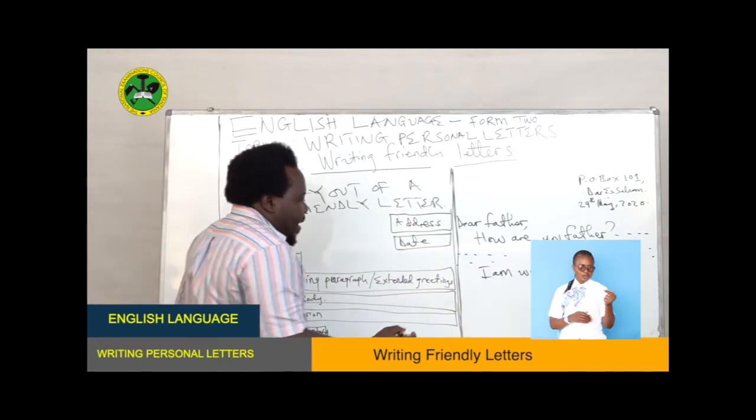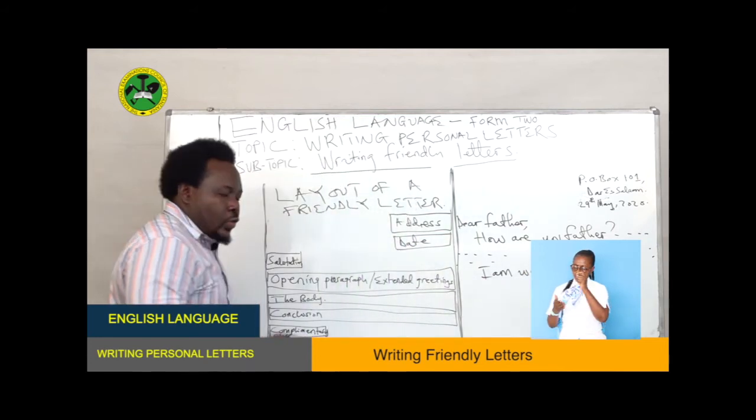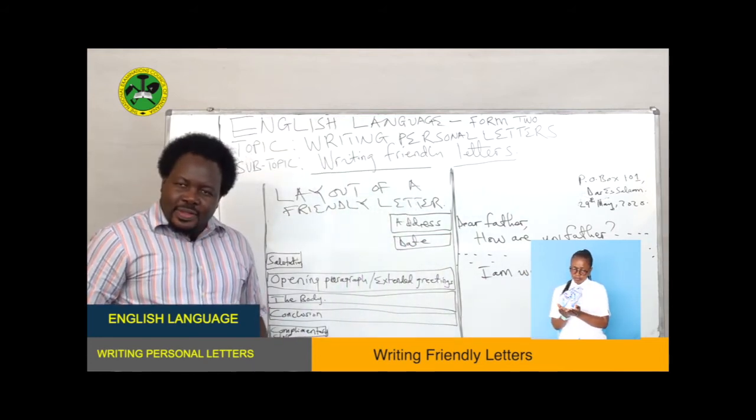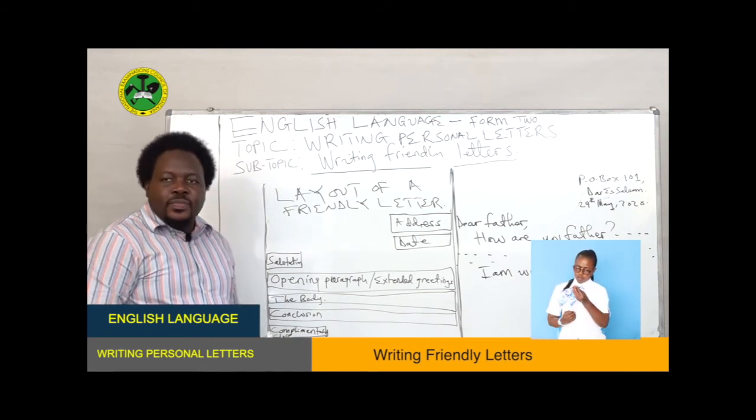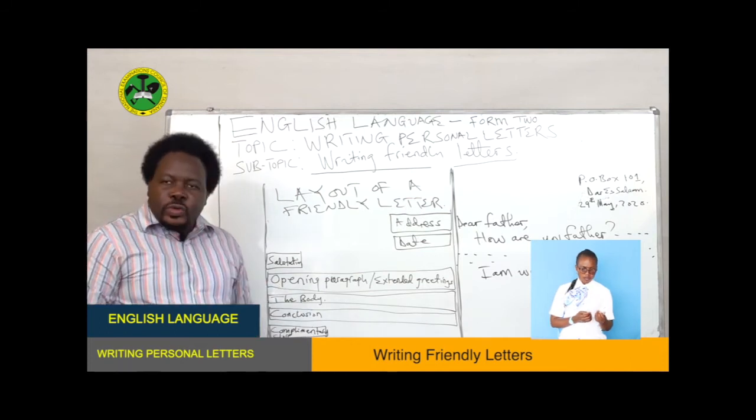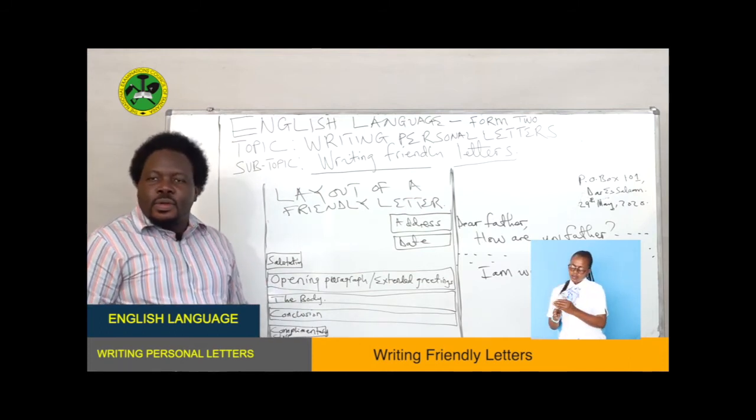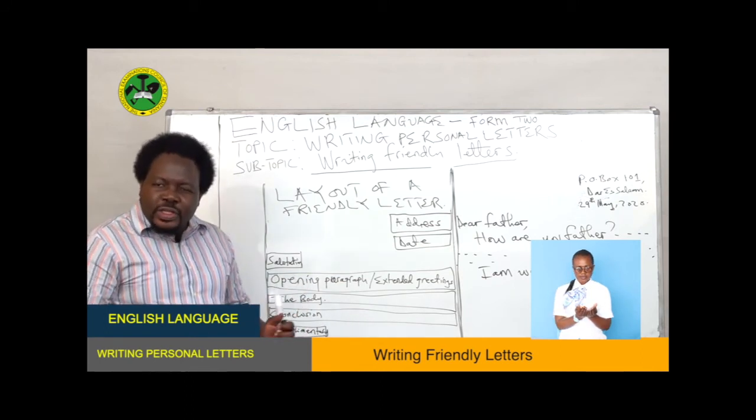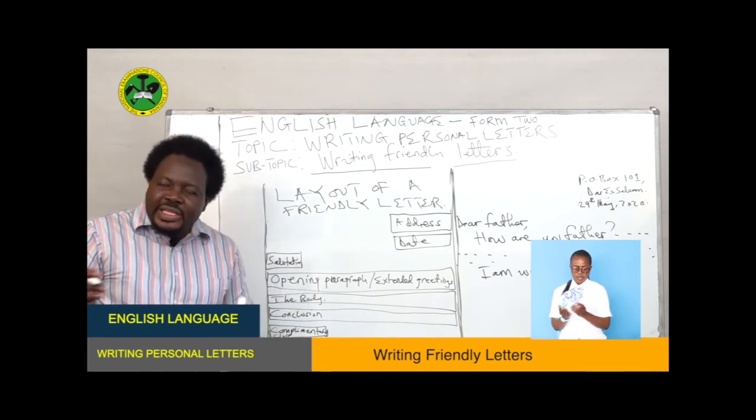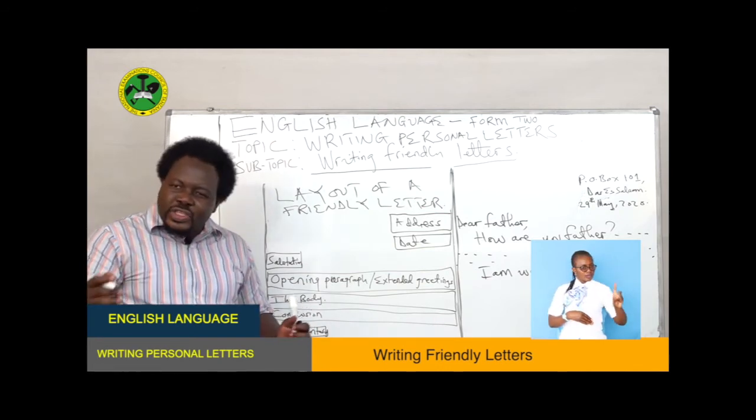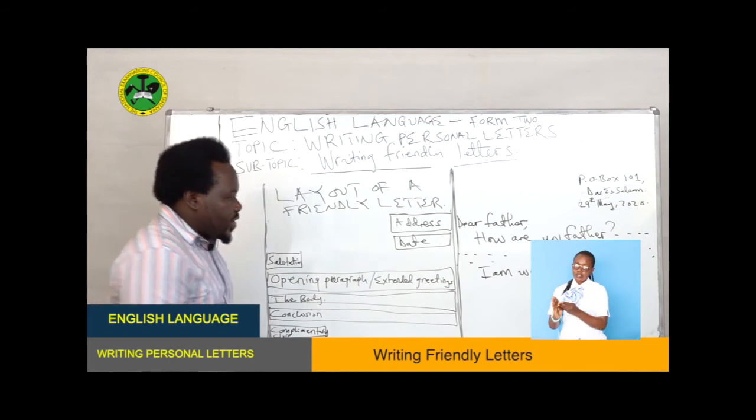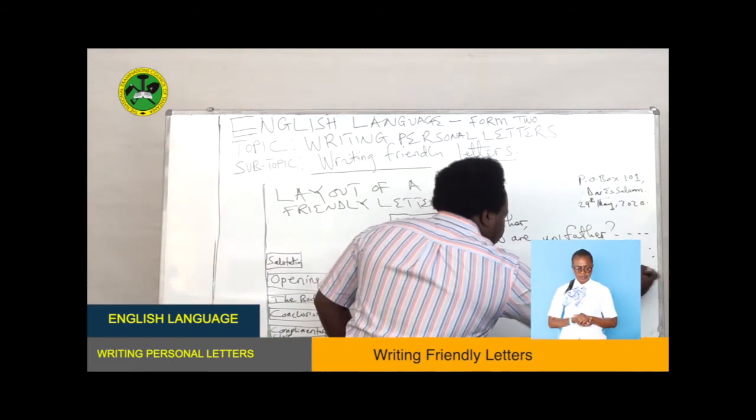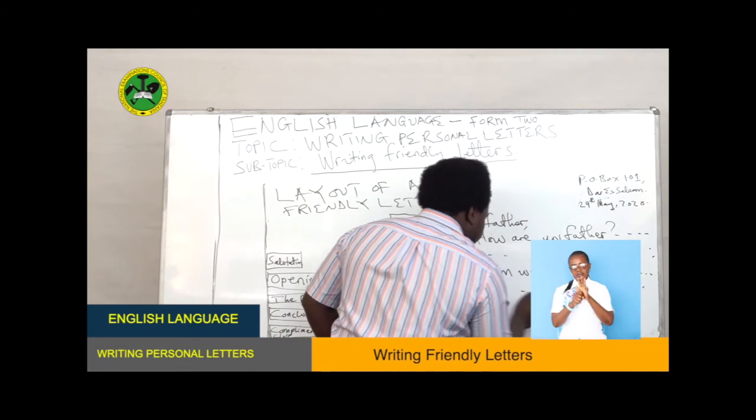Just an example. I am writing to request you to send me some money because I have nothing now. I am writing to request you pocket money here at school. I am writing to request you to buy me an English dictionary. I am writing to request you to do something, whatever. It depends on the purpose of writing the letter. Also, this one will go like this, maybe writing a lot of things here.